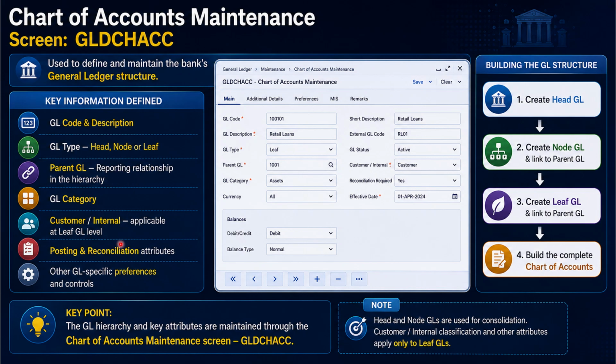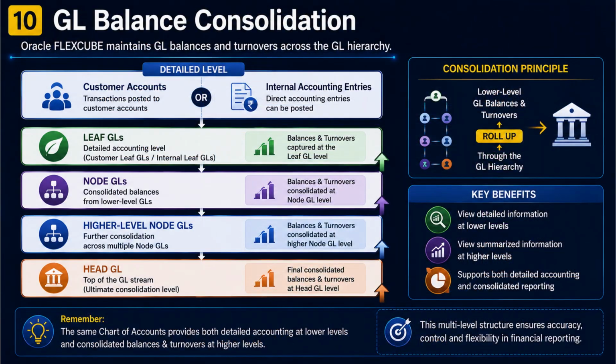At the leaf GL level, additional characteristics such as customer or internal classification and relevant posting or reconciliation controls can also apply. By creating GLs and establishing their reporting relationships, the bank builds its complete multi-level chart of accounts. In this foundation video, we are only introducing GLDCHACC. We will cover the detailed fields and configuration of the chart of accounts maintenance screen separately in the next GL tutorial. Let's now bring the GL hierarchy and consolidation concept together.